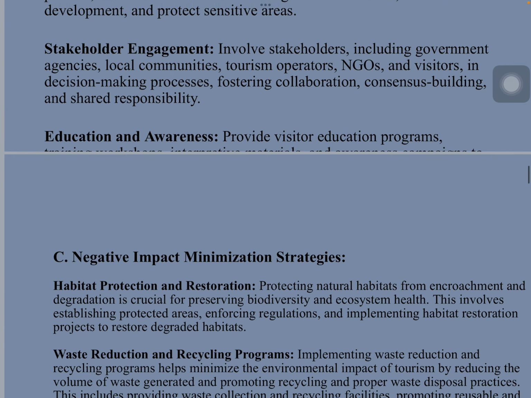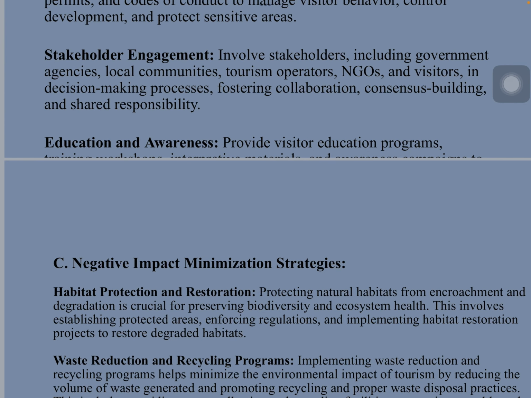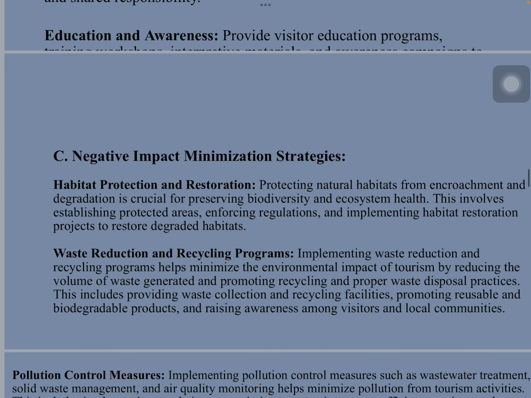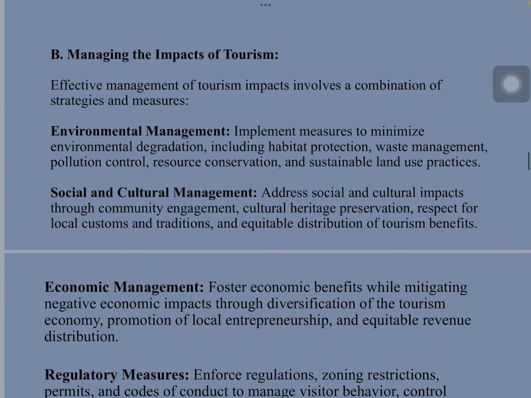Okay? But yes, education and awareness. Provide visitors with education programs, training workshops, interpretive materials, and awareness campaigns to promote responsible tourism behavior and environmental stewardship. So, meaning to say, we need to teach visitors about responsible tourism and how to take care of the environment. So this includes things like mga workshop, mga signs, and campaigns to help people understand their impact and how to behave responsibly. Okay, so those are the ways of managing the impacts of tourism.